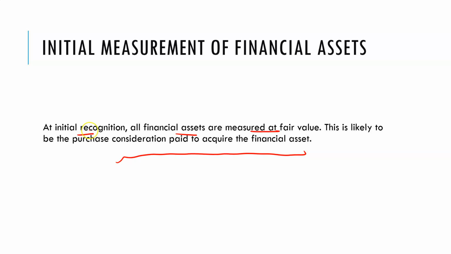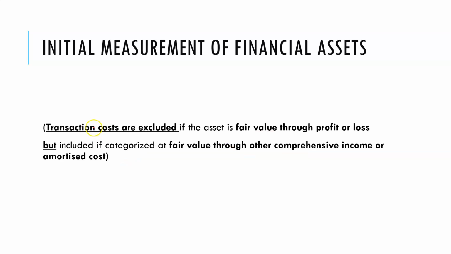Now, we'll talk about transaction costs. So transaction costs, if the asset is fair value through profit or loss, and we'll see what that means when I talk about equity in a second, which will be the first financial asset I'm dealing with. Because the idea of fair value through profit or loss is almost saying that this is for trading purposes. You're looking to make profit on this as we go along. So the idea is that all transaction costs are therefore excluded because this is just for trading. Everything is going through the income statement anyway.